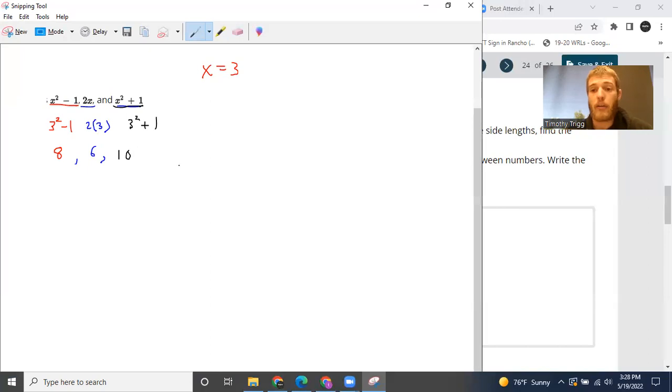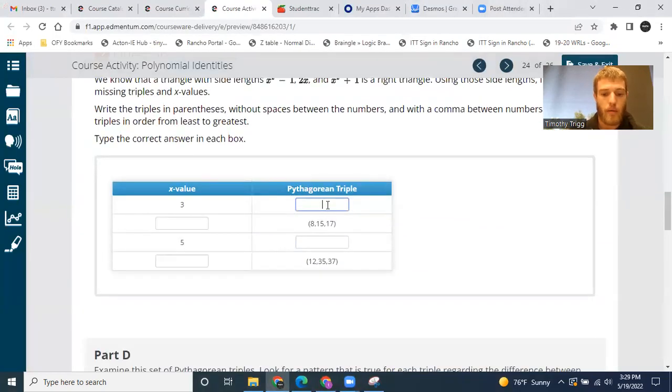So this gives us a Pythagorean triple, 8, 6, 10. So we'd write right here, 8, 6, 10. And there you go. Oh, here they want it in order from least to greatest. So I'll put the 6 first. 6, 8, 10, like that. Okay, great.